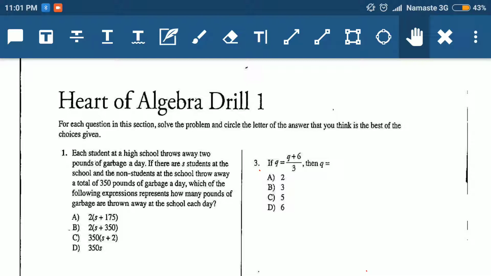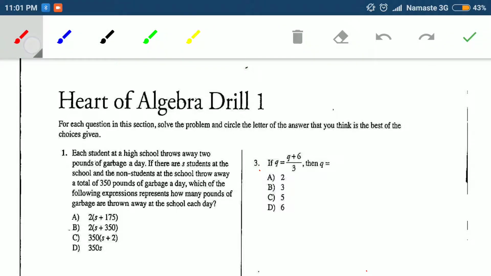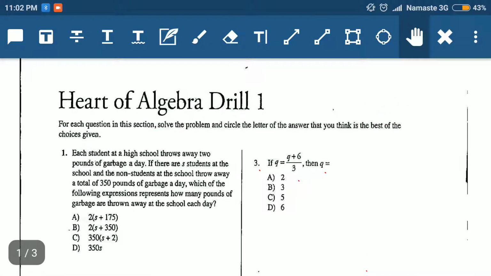For this, we are taking an equation of a single variable and solving for the value of the given variable. Let's take some examples. We're taking question number 3 here. For 3 we have q equals (q plus 6) divided by 3. That means we need to find the value of q, right?